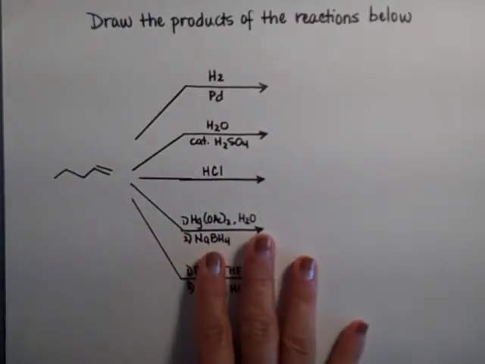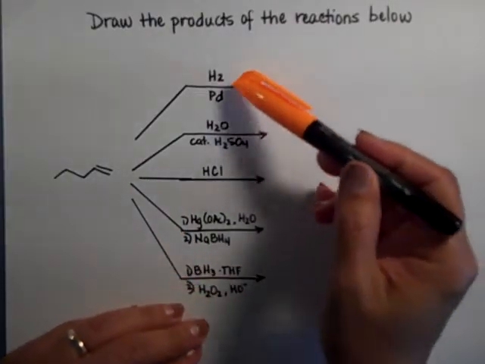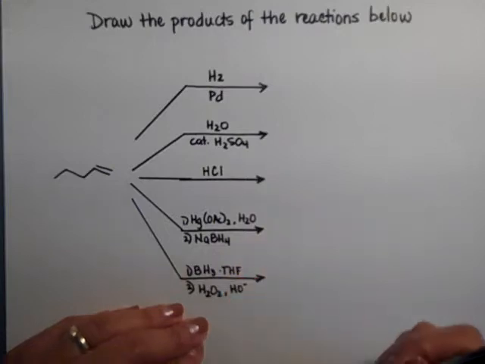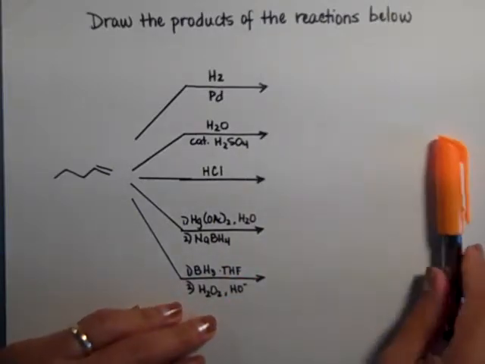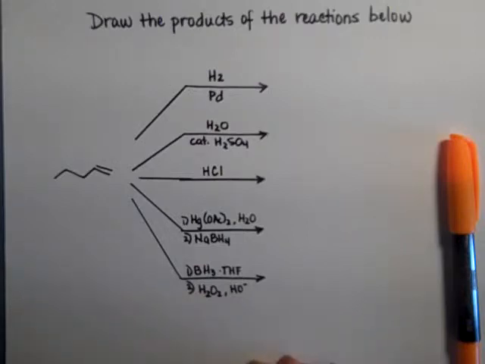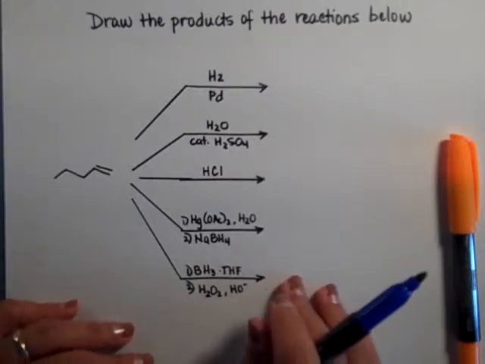We have a lot of reactions here. We have 1, 2, 3, 4, 5 reactions to actually go through. And we are going to always think about Markovnikov and anti-Markovnikov and the final product of the reaction.